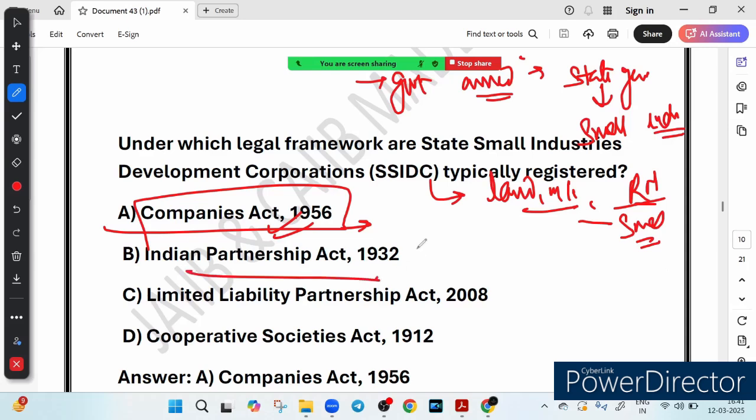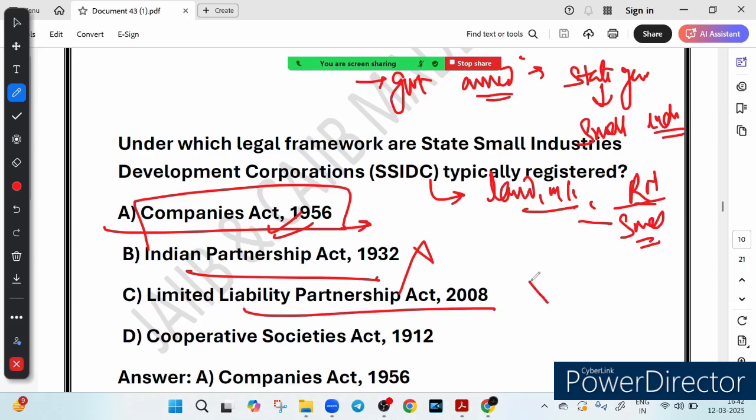Option B, Indian Partnership Act. This is incorrect, because SSIDCs are not partnerships, they are government owned corporations. For example, a small textile shop run by two partners under a verbal agreement comes under the Partnership Act, but a state industrial corporation needs a strong legal structure. That is why it is registered under the Companies Act.